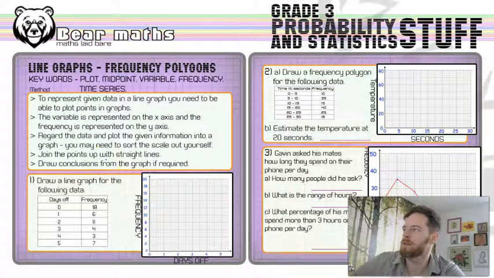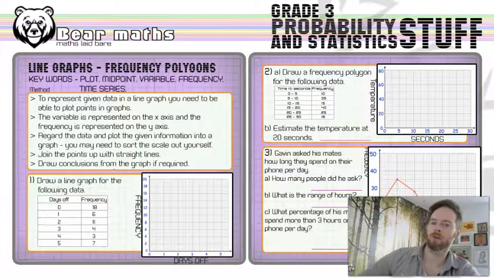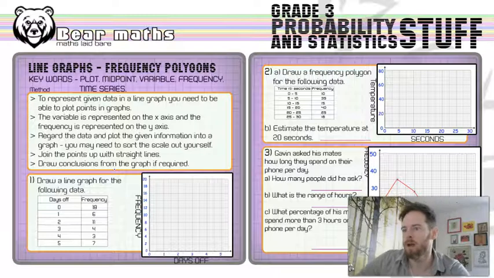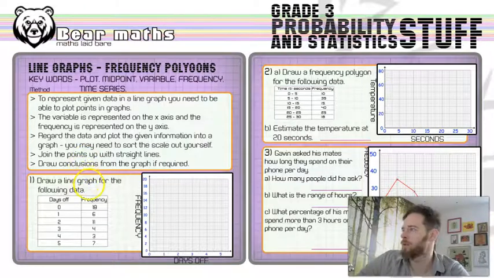The variable is represented on the x-axis and the frequency is represented on the y-axis. Regard the data and plot the given information into the graph. You may need to sort the scale out sometimes for yourself, and join the points up with straight lines and then draw conclusions from the graph if required. If you're doing a frequency polygon, you've got class widths in the data that you've got. You're going to plot at the midpoints there as well, just to make a note of that. All right. Again, I'll show you in question 2 what we're doing there.